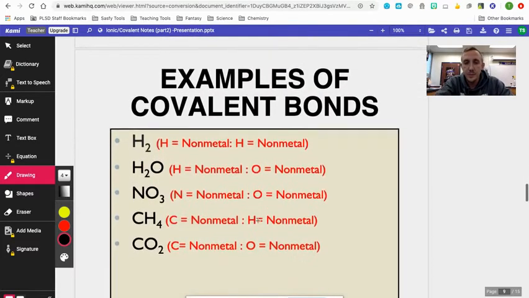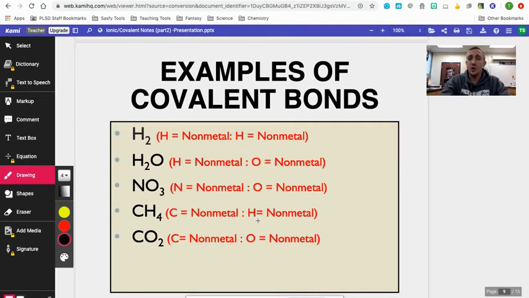Some examples of a covalent bond would be H2. It's a non-metal and a non-metal, and notice there are two hydrogens. So hydrogen 1 and hydrogen 2 would both be a non-metal bonded.